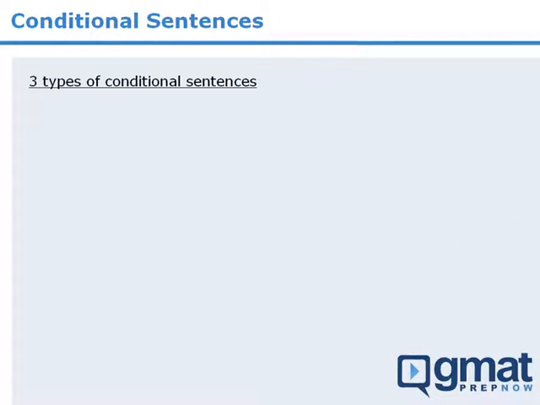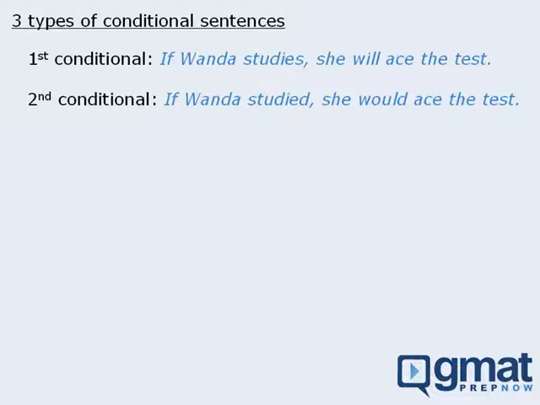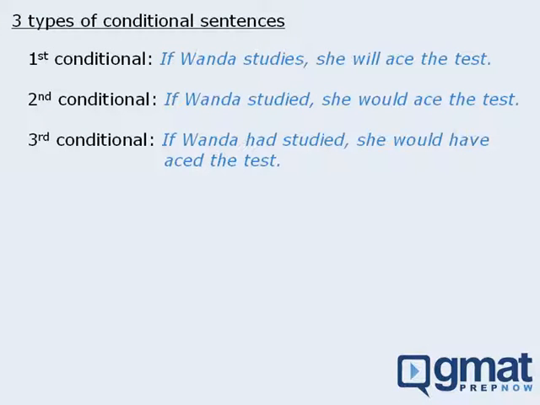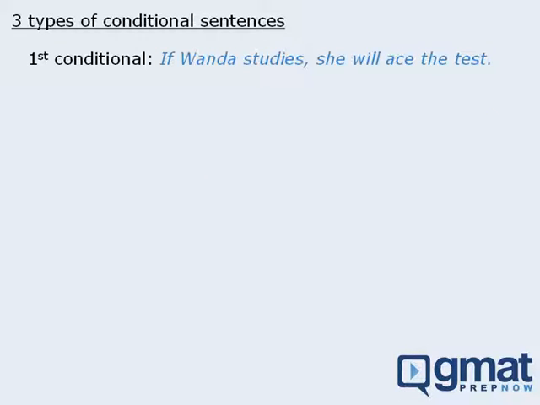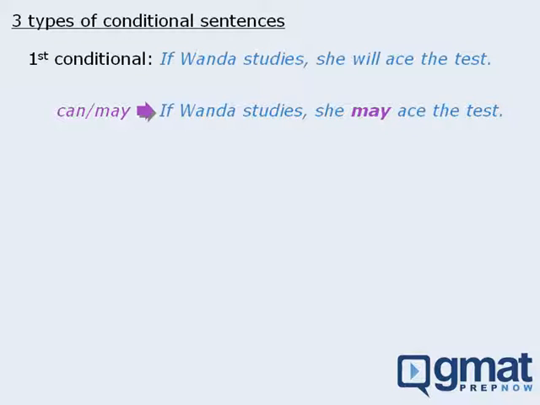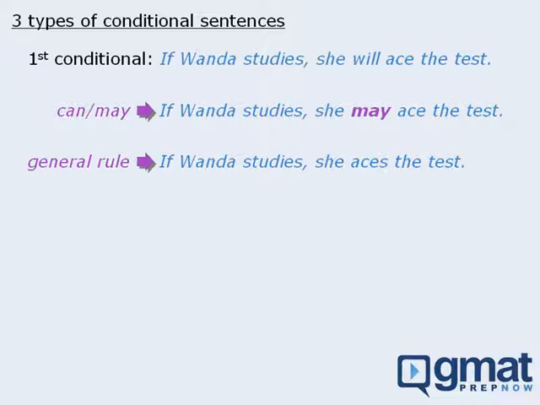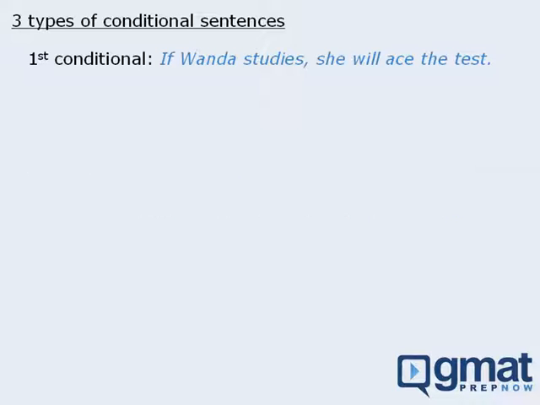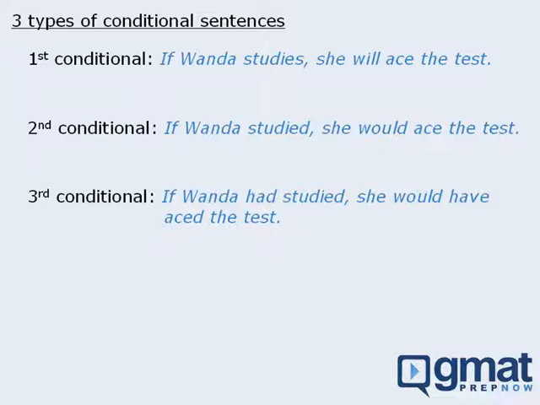There are three types of conditional sentences to consider: the first conditional, the second conditional, and the third conditional. Now I should mention that the first conditional has two subcategories. First, there's a very similar subcategory in which we use can or may instead of will, as in, if Wanda studies, she may ace the test. There's also a subcategory that functions as a general rule, as in, if Wanda studies, she aces the test. Sentences in this subcategory are the same as sentences using the word whenever, as in, whenever Wanda studies, she aces the test. Since these two subcategories are seldom tested, we'll leave them out of the discussion and focus solely on the three main conditionals shown here.